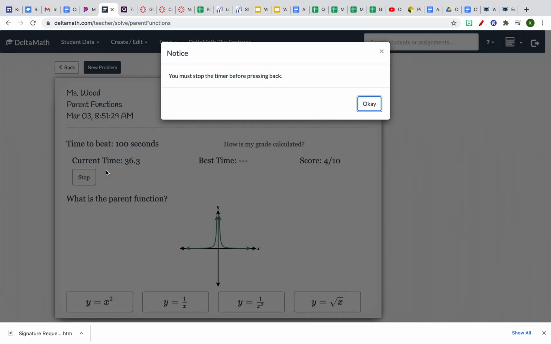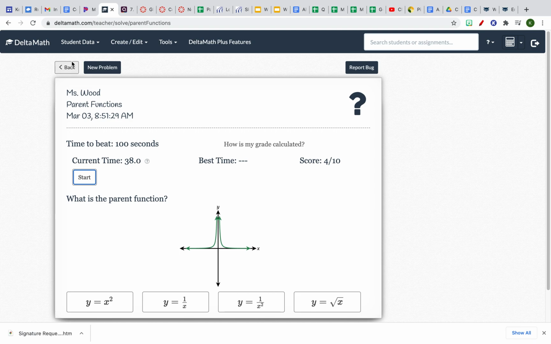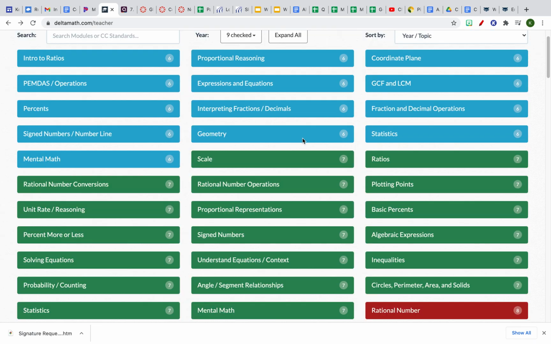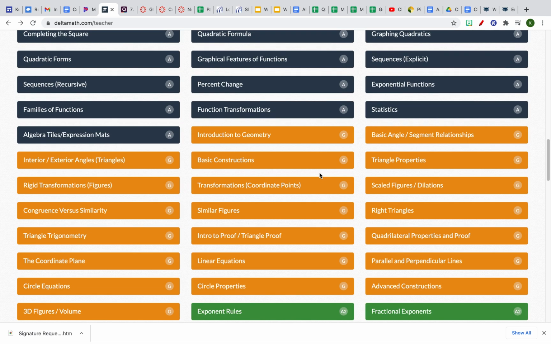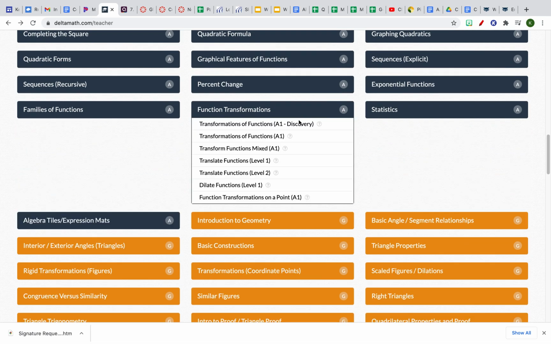Okay, I thought I did hit stop. Next skill is to translate, Level 1.